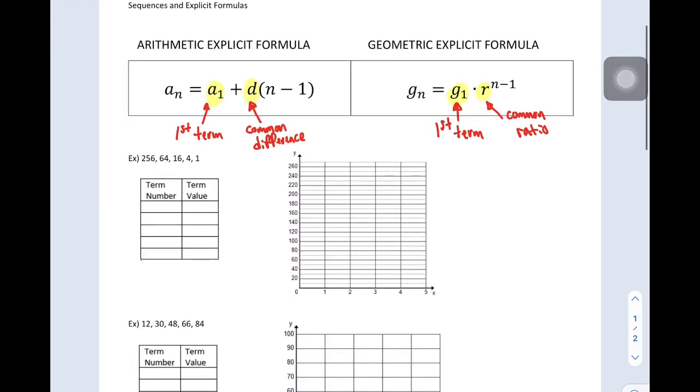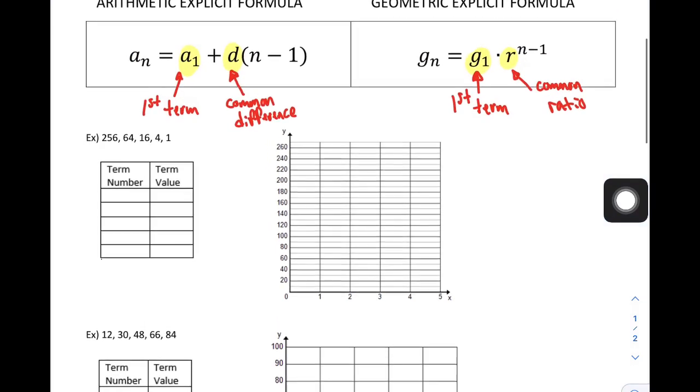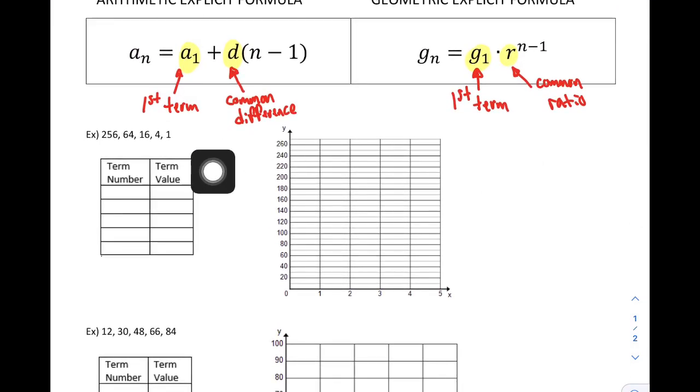All right, so let's go ahead and get started with number 1. In this first example, we have a sequence of 256, 64, 16, 4, 1, and so on. What I'm going to do, and I think this is a good habit, is first take this sequence and make it into a table. They even gave us a table right here. Remember, the term number: they give us 5 terms. And the term value, that's where I can put these numbers in. So my first term is 256, my second term, 64, and so on.